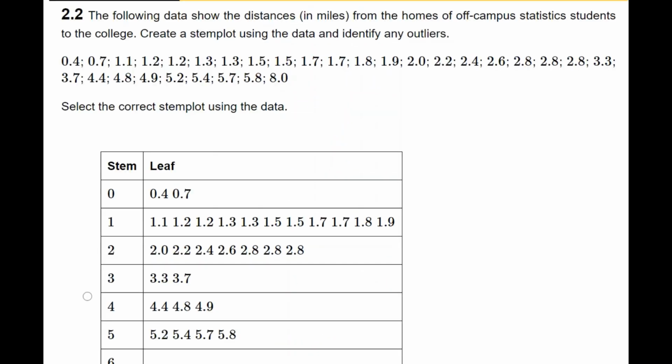This is a little exercise for you to study the data that describes the distances in miles from the homes of some students that live off campus and they study statistics. You'll have to identify the right stem plot for the data that is provided. Now, the first step, as you know, is to look at the data, grasp it, and look at the minimum and the maximum numbers. Please do that now.